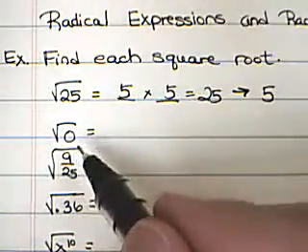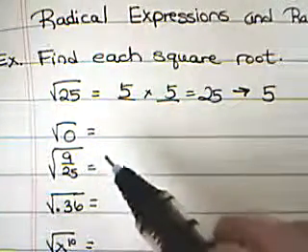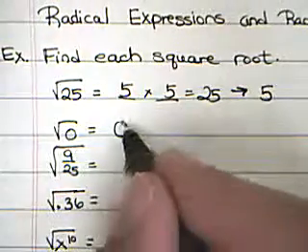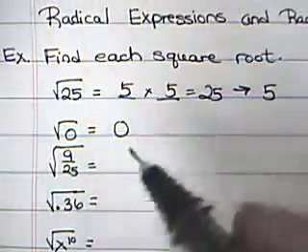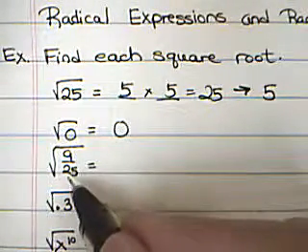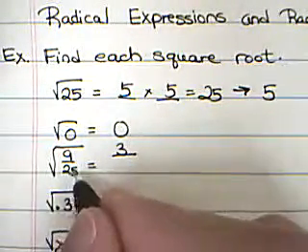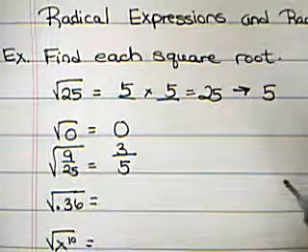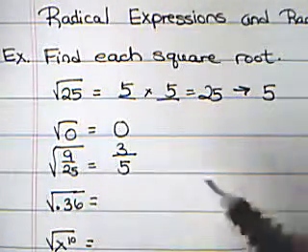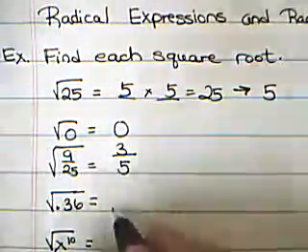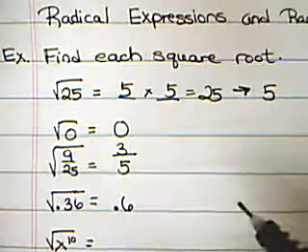So when we look at the square root of 0, we're asking ourselves what times what gives us 0, which is actually 0. If we had a fraction, you could look at the numerator and denominator separately. What times what is 9? What number times what number is 25? And so you would have 3/5 as your final answer. For a decimal, 0.6 times 0.6 would be 0.36.